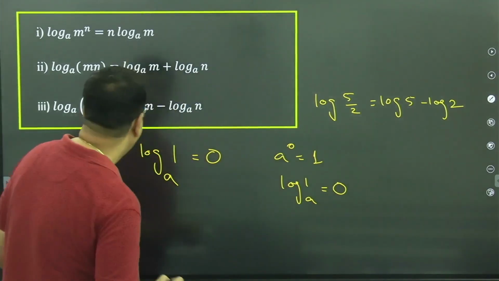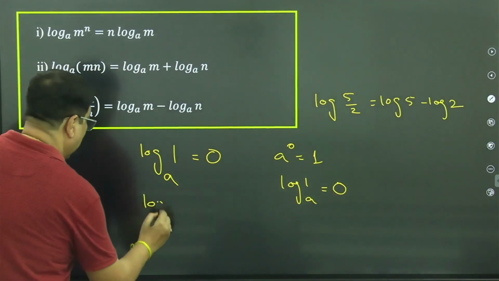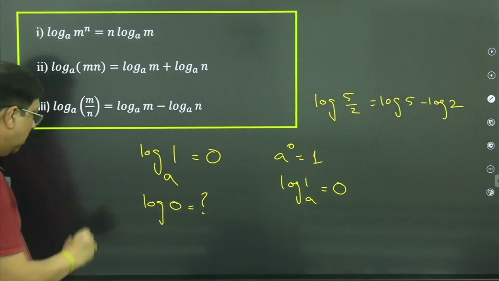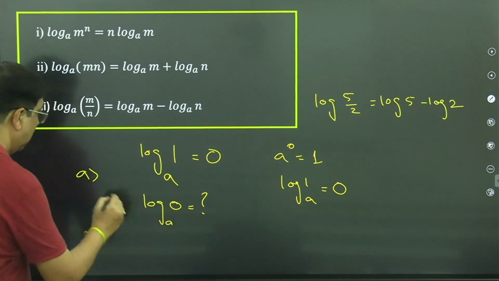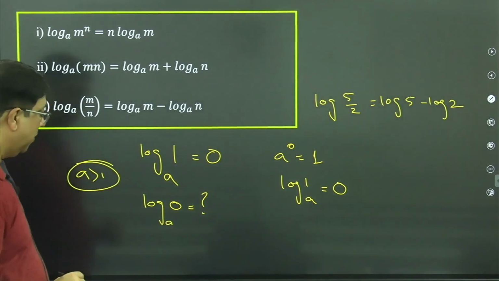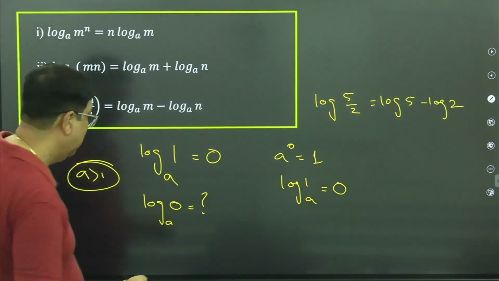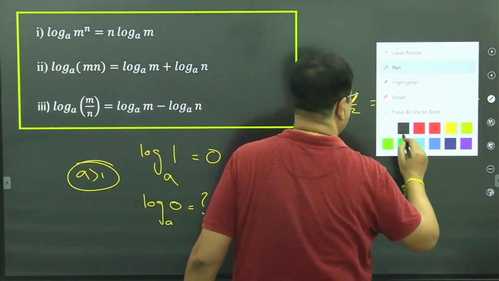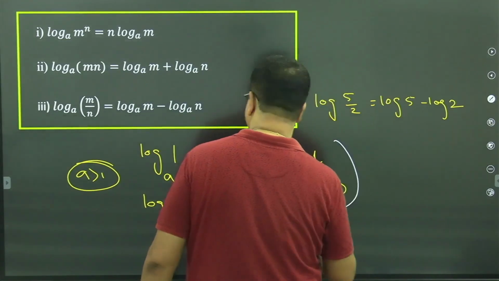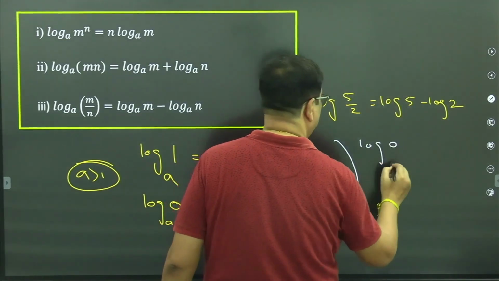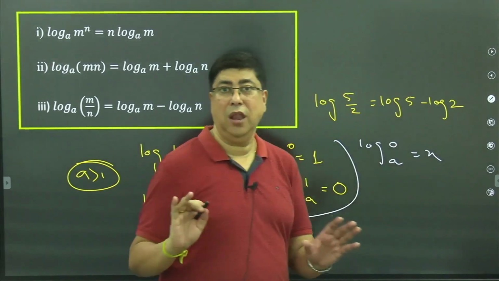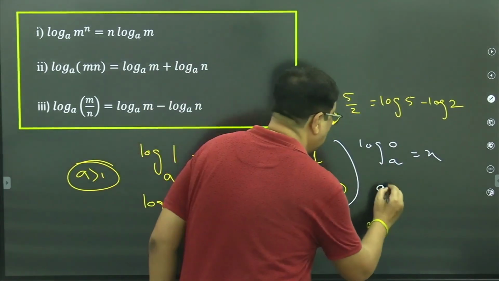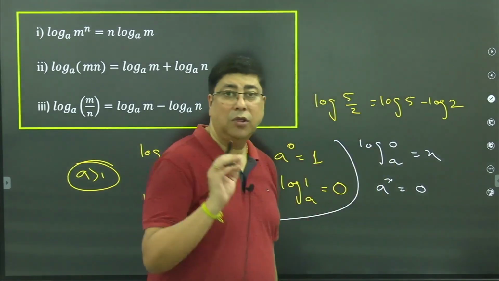Clear, everyone? Now, can you tell what log 0 is? Suppose base a is greater than 1. What is the value of log 0? Let's see, everybody. I'm just changing the color so that it will be understandable for us. Just see one thing: log 0 base a equals x. Let us consider log 0 is x. So according to the definition, a to the power x equals 0.